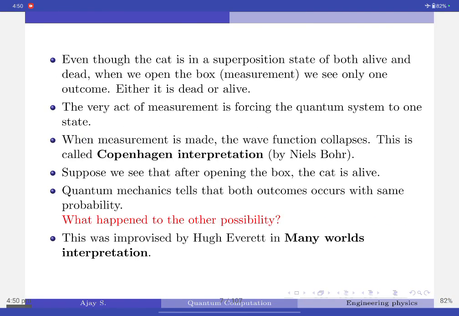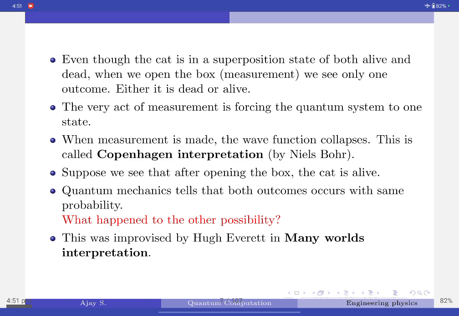So even though the cat is in a superposition state of both alive and dead, when we open the box, that is, we are measuring, opening the box is the measurement, we see only one outcome. Either it is dead or it is alive. So the very act of measurement is forcing the quantum system into one state. When the measurement is made, the wave function collapses, and this is referred to as the Copenhagen interpretation by Niels Bohr. Suppose we see that after opening the box, the cat is alive.